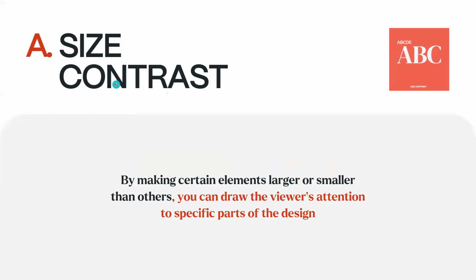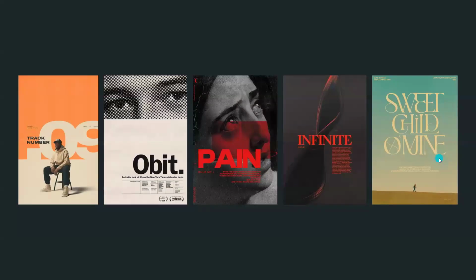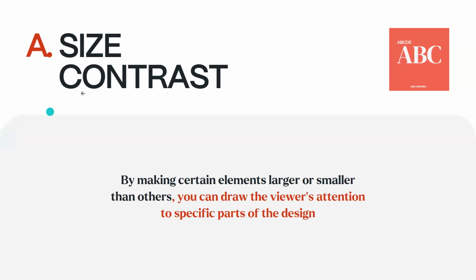In case of size contrast, as the name suggests, it is using two different sizes of elements to create contrast or to create highlight. If you look here, the orange part is bigger as compared to the gray part. Or here, the dotted part is smaller as compared to the white part. Also here, this is the subject, right? The whole background is bigger as compared to the subject here. So this is how size contrast works.